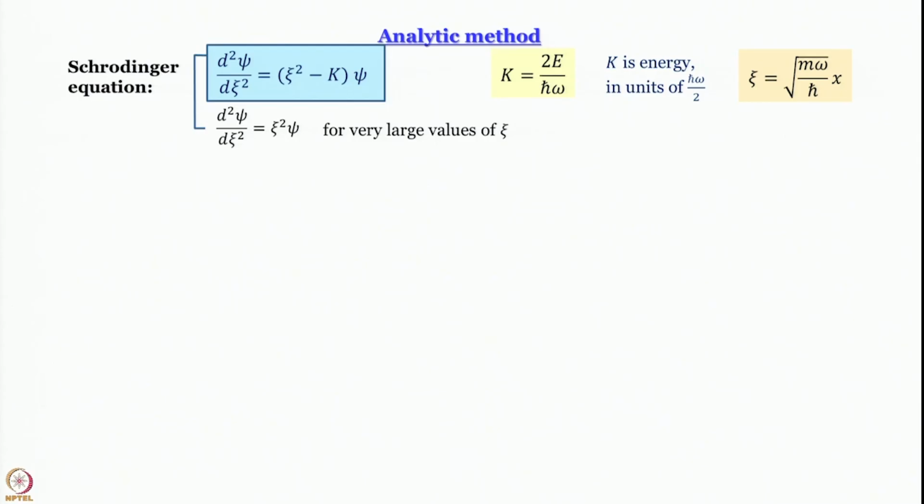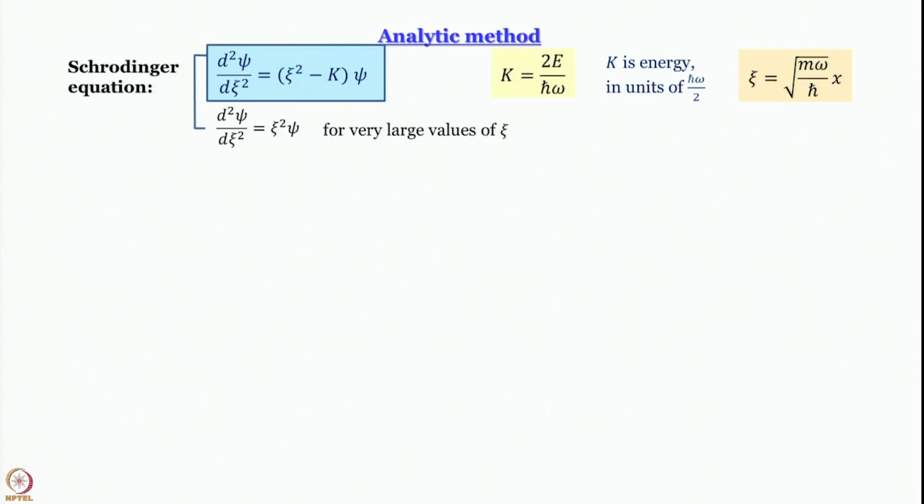We have said that k is just a number like 1, 2, 3, 4 and so on, right. So, what happens if xi is very large? Then you can neglect k with respect to xi square. Then d2 psi d xi 2 becomes xi square psi.